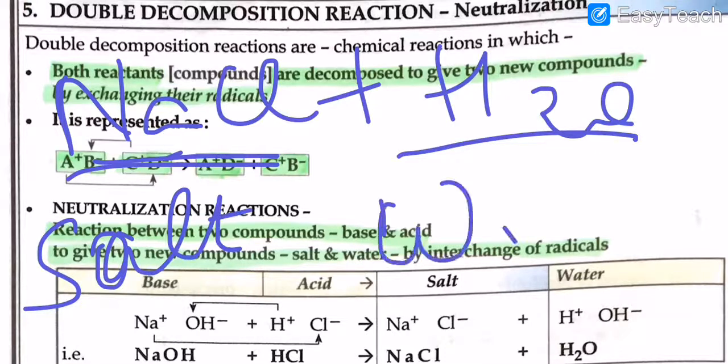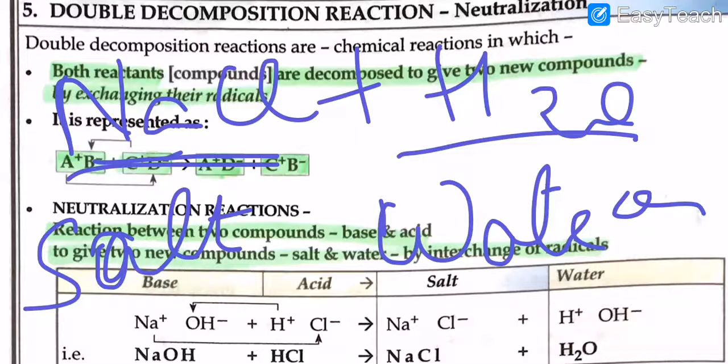this is water. So in a neutralization reaction, whenever you have an acid and a base combined together, you will always get a type of salt and water. What will you get? Salt and water. Let's take one more example.